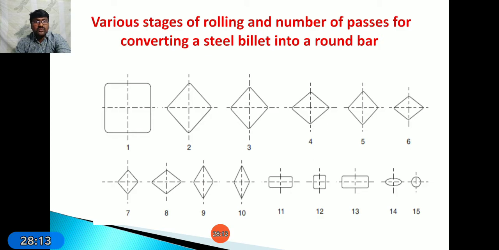Observe in this diagram, various processes happen for converting the square billet, that is, the cross section will be large at first, and it will convert from this square into a circular shape, that is, the cross section is circular and very small in size. By passing through this number of passes we will get this shape.